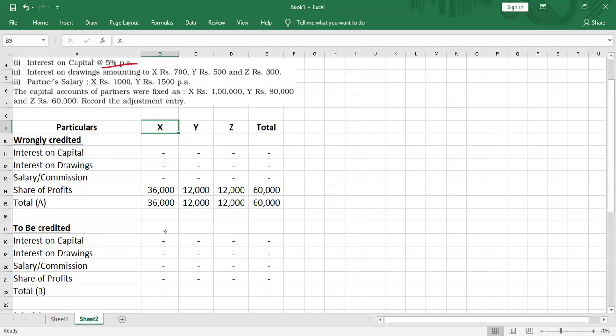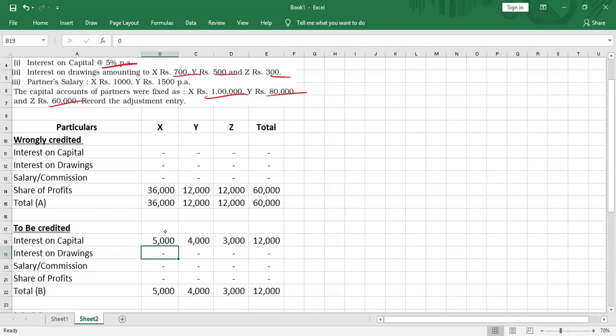So the capital amounts are given here. I'm going to credit interest on capital at 5% per annum. So it's 1 lakh into 5% for X, 80,000 into 5% for Y, and 60,000 into 5% for Z. And then they also told that interest on drawings amounting to 700, 500, and 300 has not been accounted. Now we have to account for it.